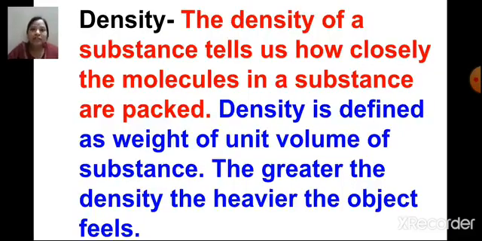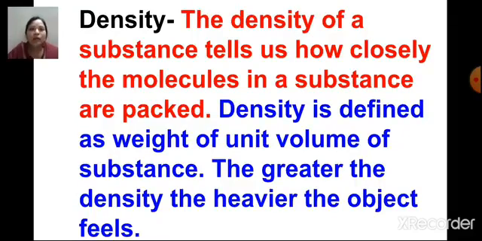Now density. What is density? Density of a substance tells us how closely the molecules in a substance are packed. Density is defined as weight of unit volume of substance. The greater the density, the heavier the object feels. Solids have more density. The molecules in the solids are very closely packed to each other. So they are dense. In liquids, the molecules are little far away. So the density is less.